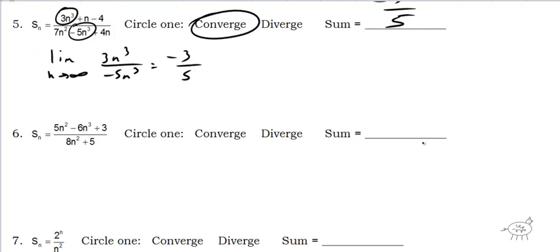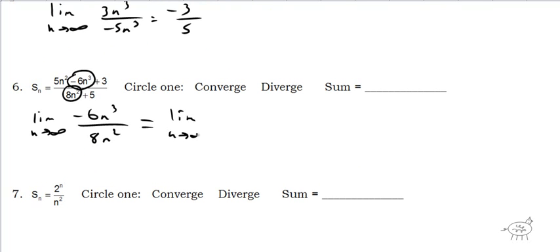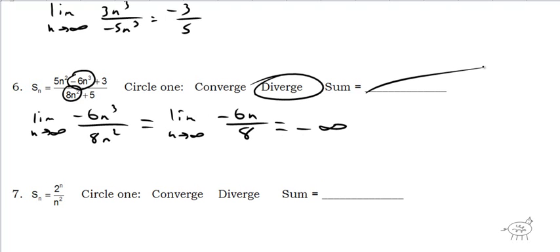Okay, cool. This one here, we got negative 6n cubed and 8n squared. So the limit as n approaches infinity of negative 6n cubed over 8n squared. And again, I'm not going to reduce the 6 and 8. I don't really care. But I'm just going to say that you have negative 6n over 8. And then what happens is it's getting bigger and bigger. In this case, it's going to negative infinity. So it's going to diverge. And again, you don't need to fill that in, because don't tell me the sum is negative infinity, because it's not really a sum. Okay?